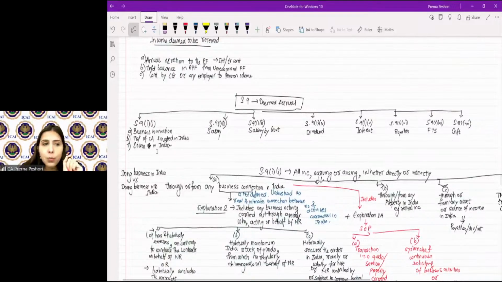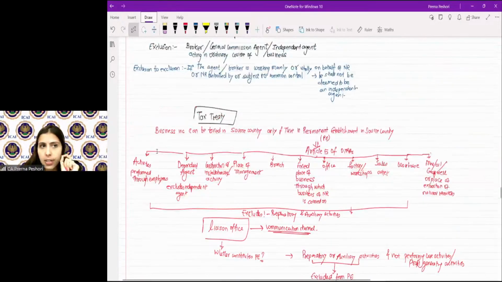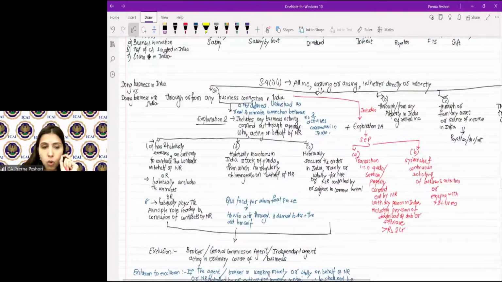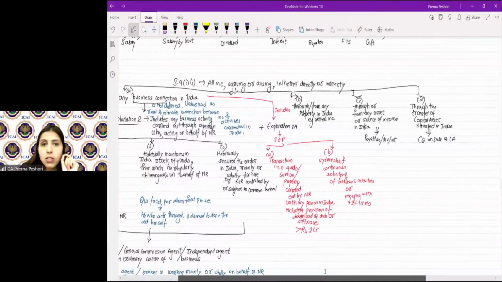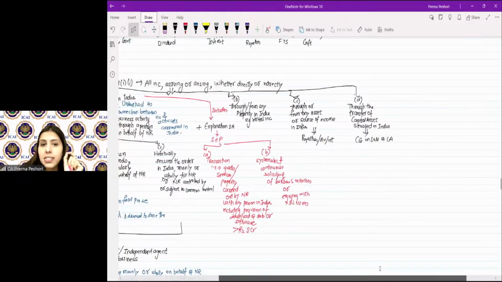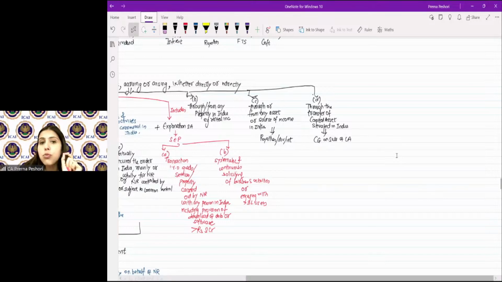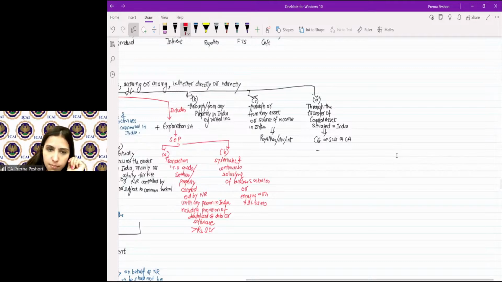So 911 says business connection, transfer of a capital asset situated in India, source of income in India, right? We have done these already. We spoke about them in the last class: through or from any property in India, through or from any asset or source of income in India. The last one is through the transfer of capital assets situated in India. Now here it also includes indirect transfer. We'll study about this now. So just write down indirect transfer.